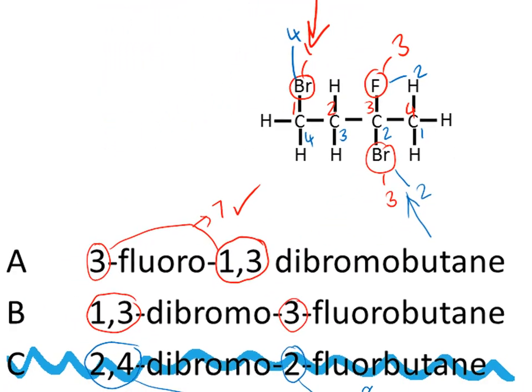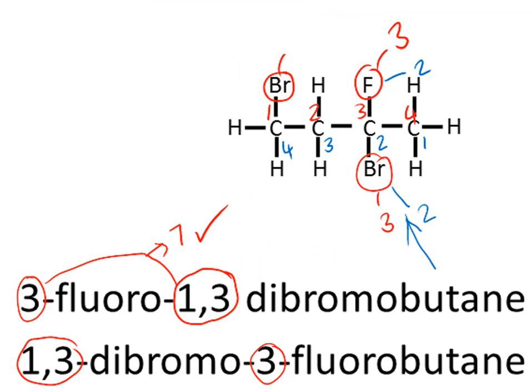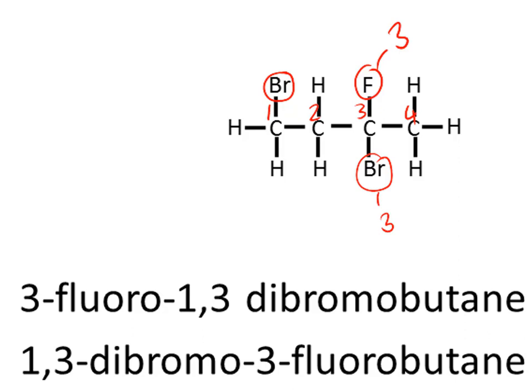So which is correct now between A and B? So we're going to take away the blue numbering. The blue numbering was not right. The red numbering is correct. Okay, so what is different between A and B? Both of them number according to the red numbering. But in A, we mention fluoro first and then dibromo. Whereas in B, we first mention dibromo and then fluoro.